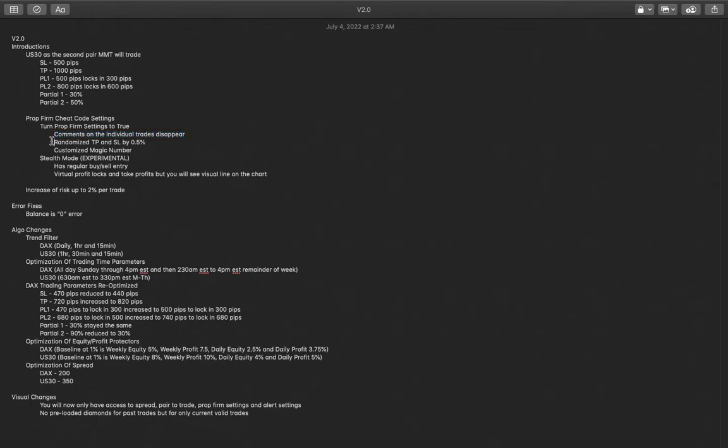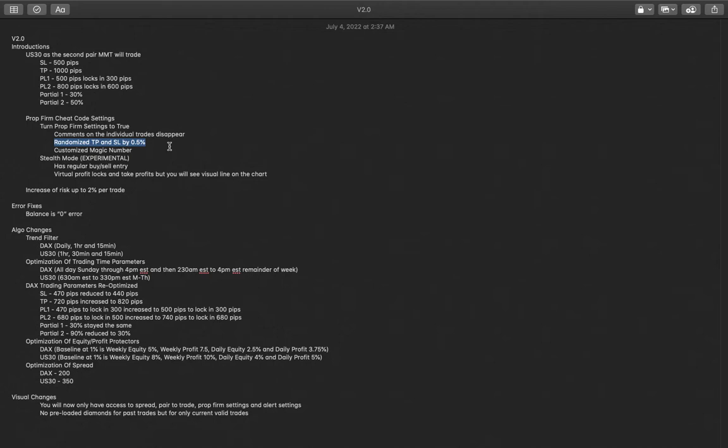All right. Also, it's going to randomize your take profit and your stop loss by 0.5%. So no one will have the exact same take profit and stop loss. So for example, US 30 has a take profit of 1,000 pips. So your take profit or stop loss will never be more than 5 pips in either direction. It could be 5 up or 5 back.